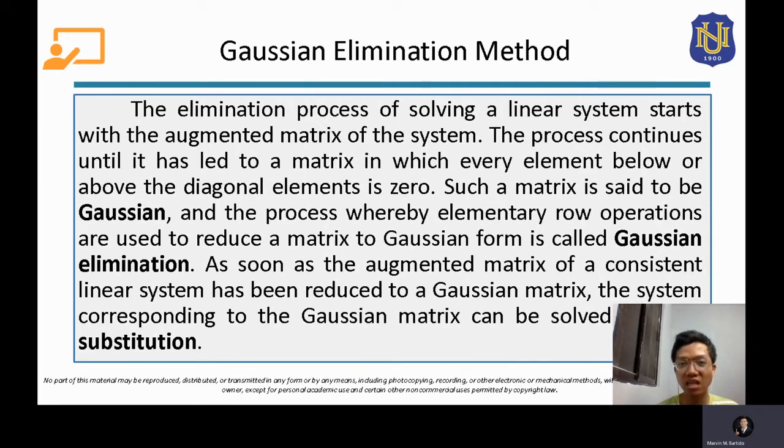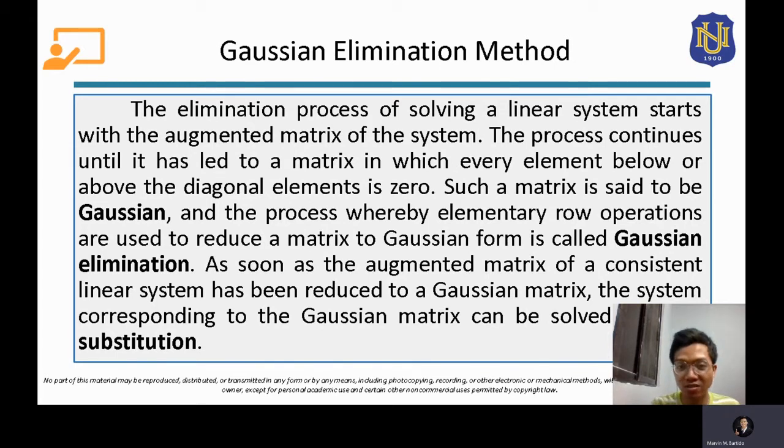Such a matrix is said to be Gaussian, and the process whereby elementary row operations are used to reduce a matrix to Gaussian form is called Gaussian elimination. As soon as the augmented matrix of a consistent linear system has been reduced to a Gaussian matrix, the system corresponding to the Gaussian matrix can be solved by back substitution. Actually, the Gaussian matrix that is mentioned here is a triangular matrix.